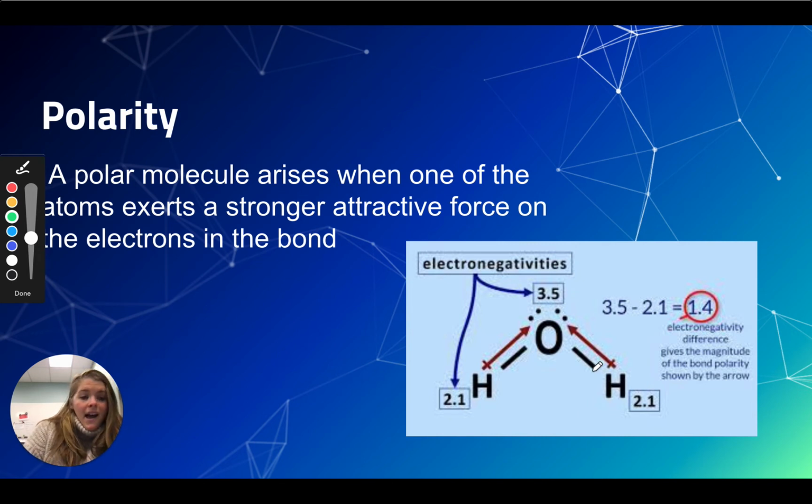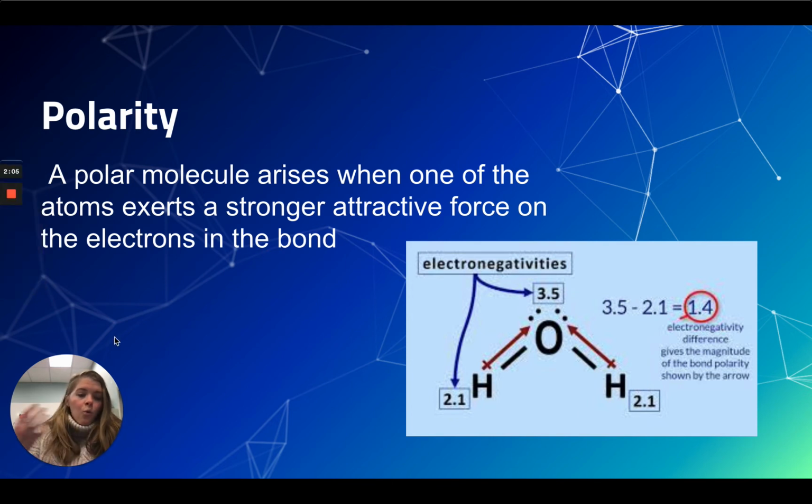It still has that electron, so it's not completely positively charged, but it just has a very, very slight positive charge. Polarity is important because polarity is how water bonds to each other. It's how things can interact because of polarity.